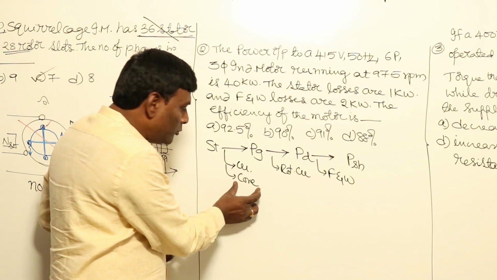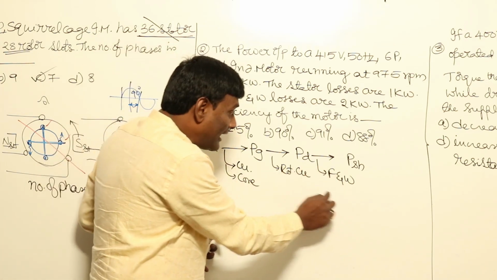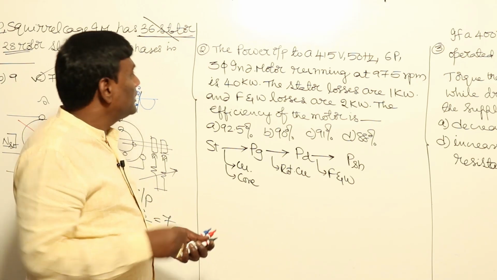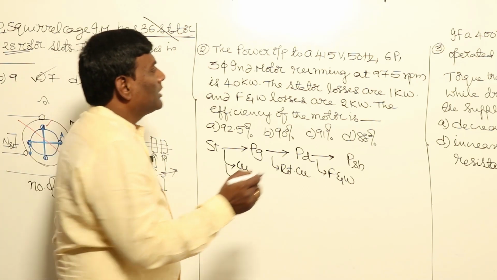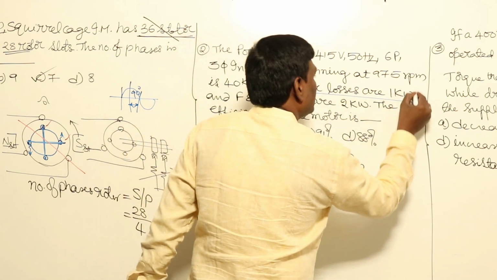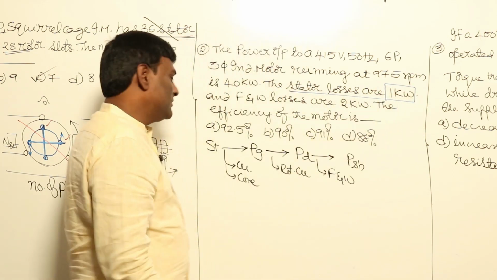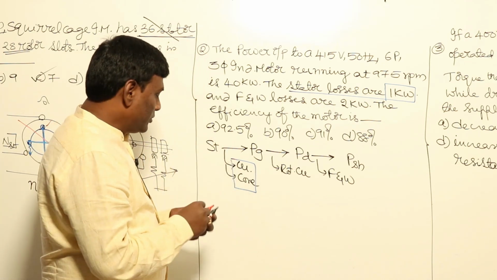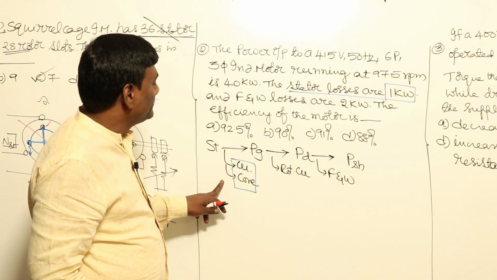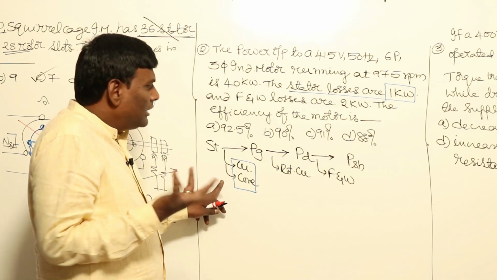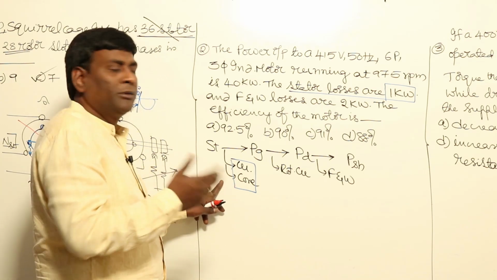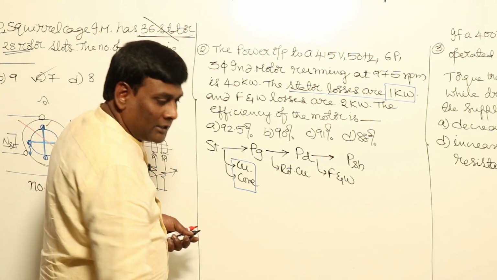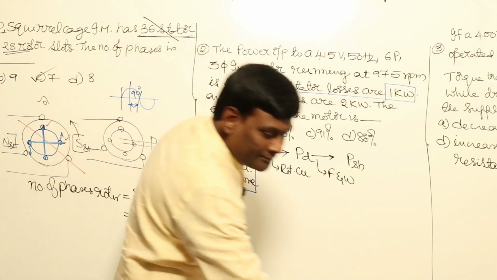For example, if I remove the core loss here, and add everything together as rotational losses, that is the approximate model. Now in the question, the stator losses are 1 kilowatt. What does it mean? The moment stator losses are given as 1 kilowatt, we have to follow the ideal one, depending upon the question. Now, what is the question? The efficiency of the motor is being asked.